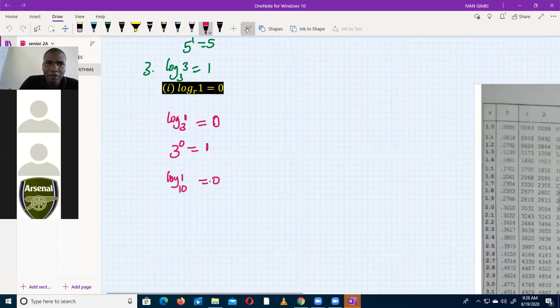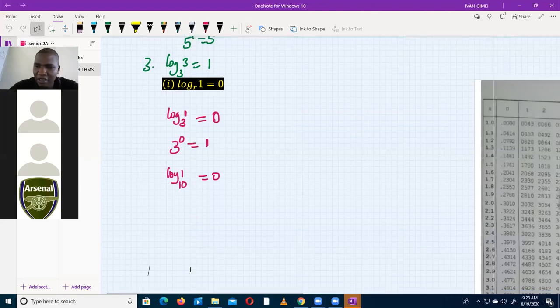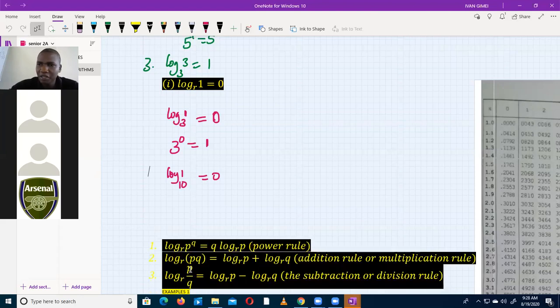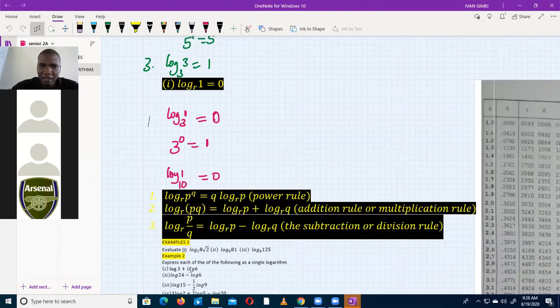Okay, so we proceed. Let me go to another law. We need to understand these laws because we're going to apply them from now on. In the next 3 or 4 lessons, we're going to be looking at these laws and applying them in different ways. You see this table on the side? It is all about these laws. We're going to apply them there.